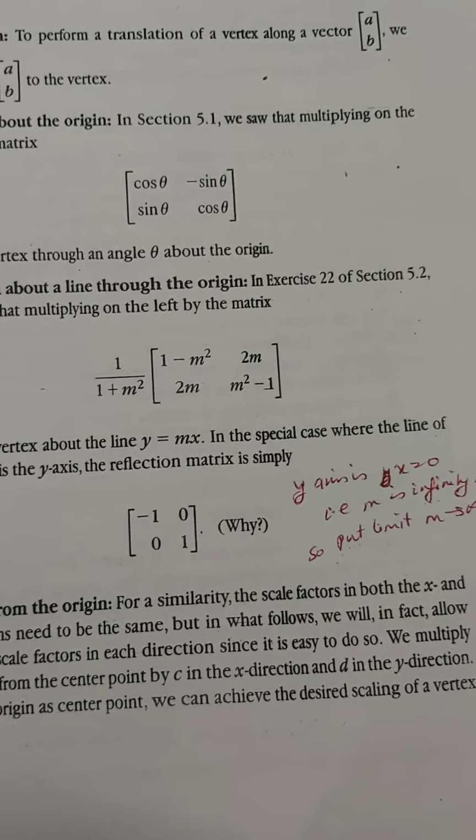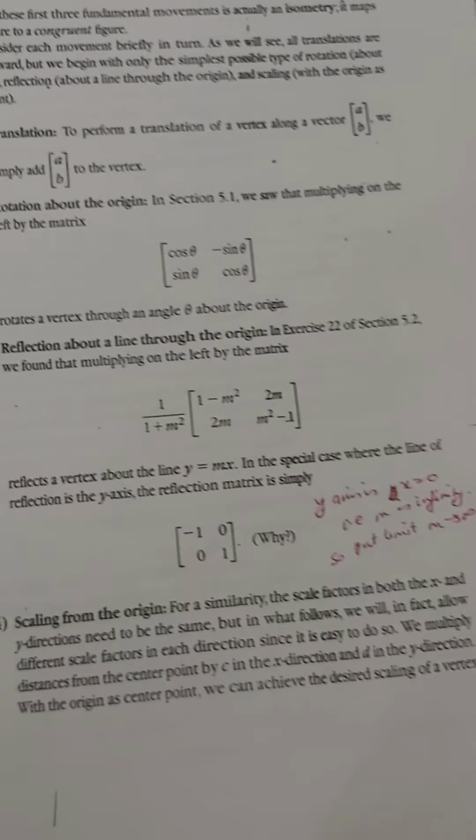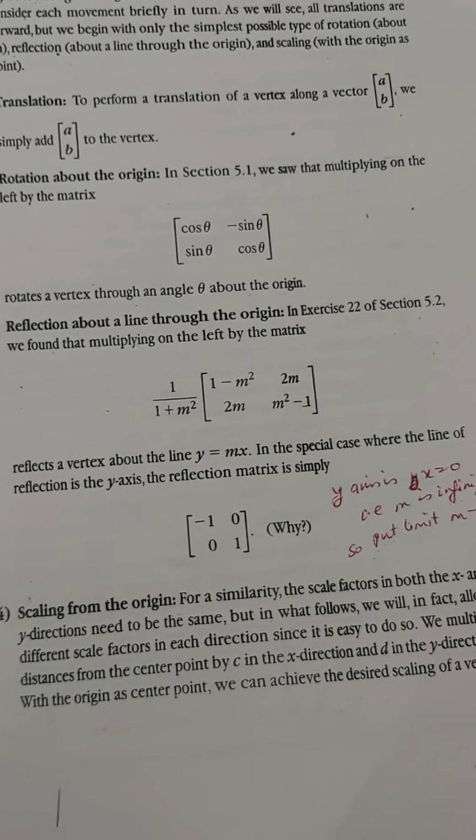How do we get this [[-1, 0], [0, 1]] from the above matrix? Take m tending to infinity. So you will get this [[-1, 0], [0, 1]]. Okay. Next operation, last operation is scaling.